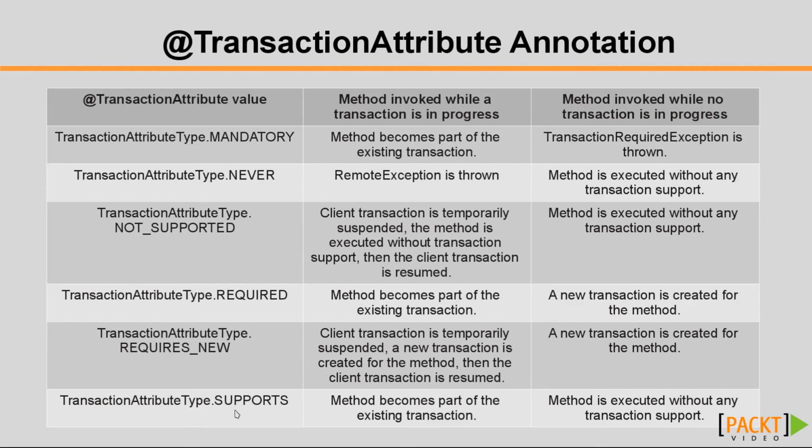If no transaction is in progress, then in this case, a new transaction is created for our method. Finally, we can say that our method supports transactions. In this case, if a transaction is in progress, our method becomes part of the existing transaction. Otherwise, the method is executed without any transaction support. One more thing that I would like to mention is that if we don't specify the transaction attribute annotation, the default is required. So if we don't say anything, this is the one that gets assigned by default.